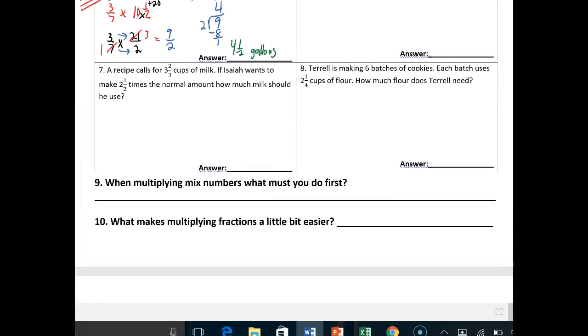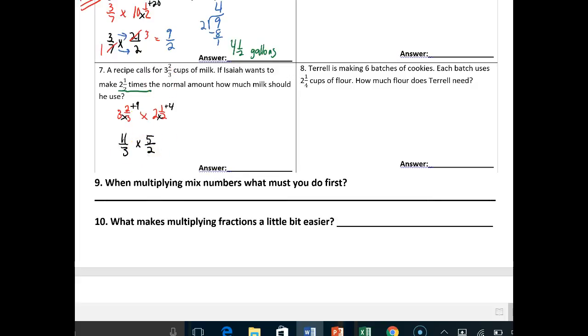Number 7, a recipe calls for 3 2/3 cups of milk. If Isaiah wants to make 2.5 times the normal amount, how much milk should he use? So this is basically just saying, all right, I've got 3 2/3, and I want to make 2.5 times of it. Right? So alert, alert. You have mixed numbers, change them to improper. So times 3 would be plus 9, times 2 would be plus 4. So I should get 11 over 3 times 5 over 2.